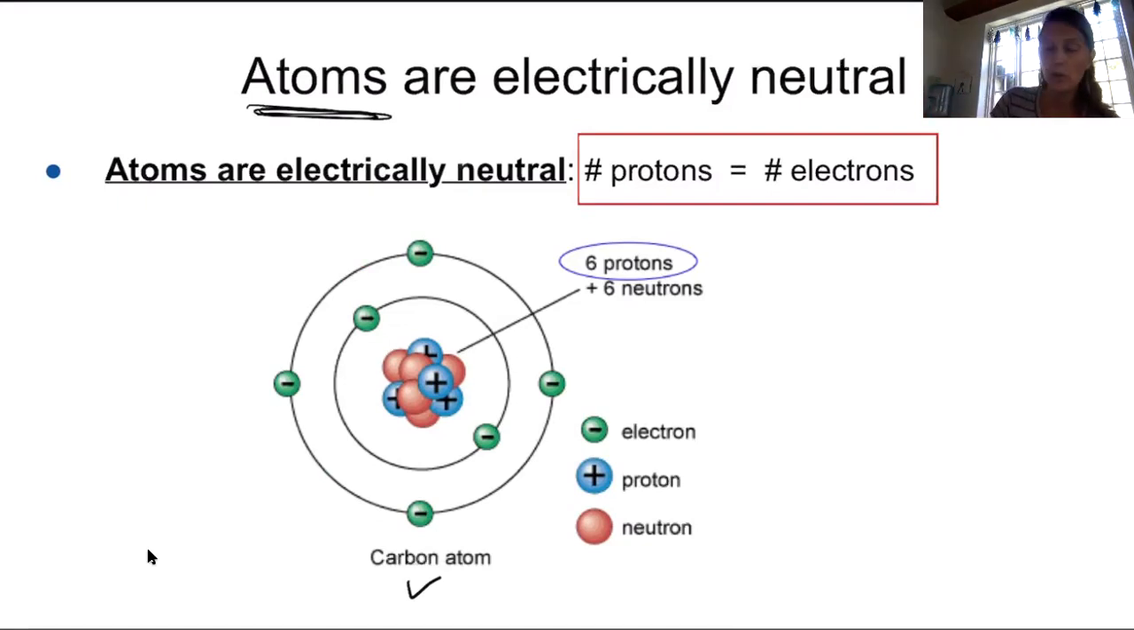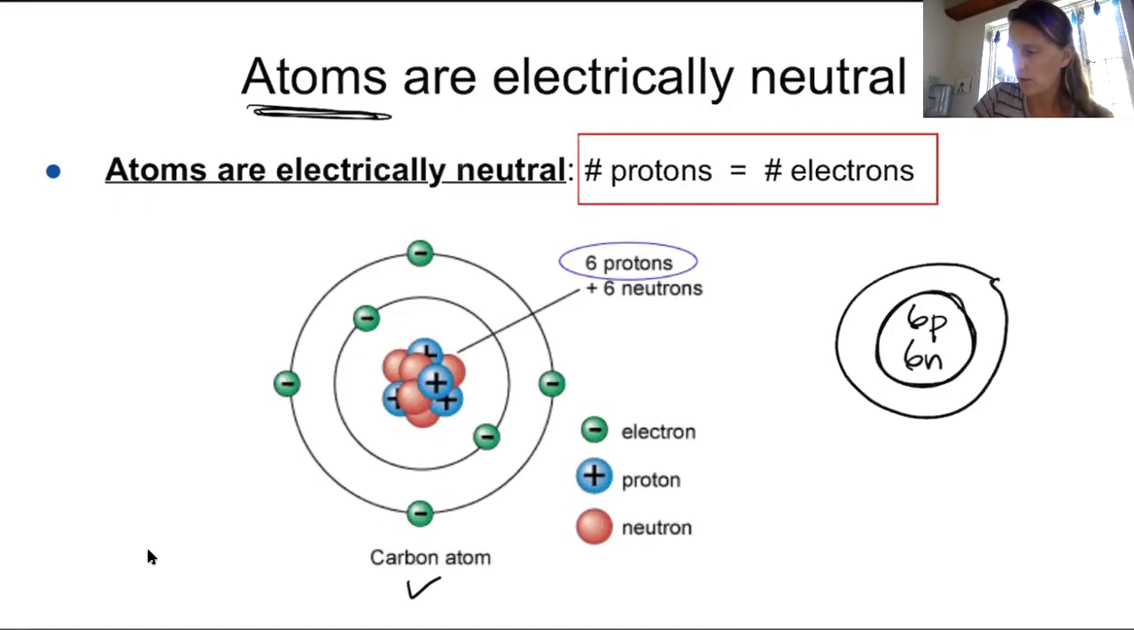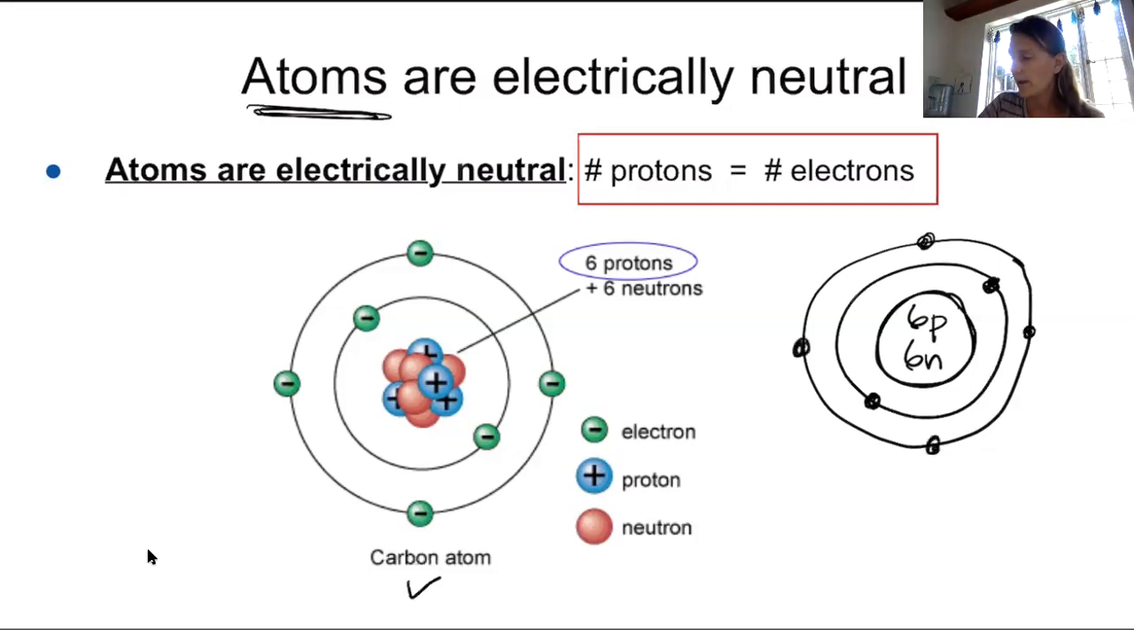All right, and we already drew carbon, so we know that it has 6 protons, 6 neutrons in the nucleus. That first ring, we have 2 electrons. That second ring, we know we're going to have 4 electrons because we know we have to get up to 6. 1, 2, 3, 4. And you can always go back and check. Number of protons, 6, number of electrons is 1, 2, 3, 4, 5, 6.